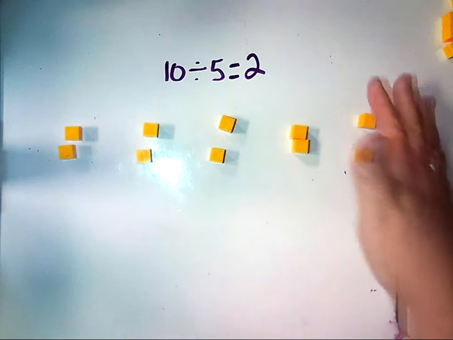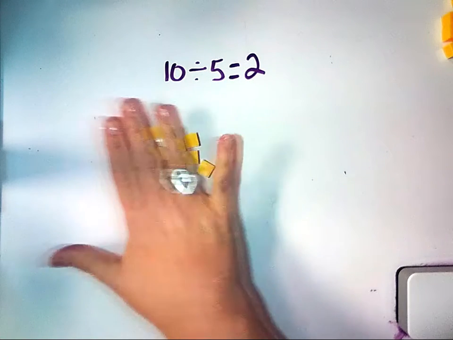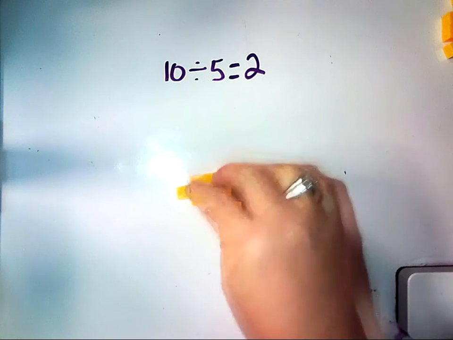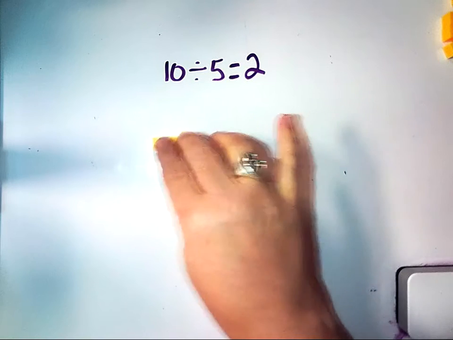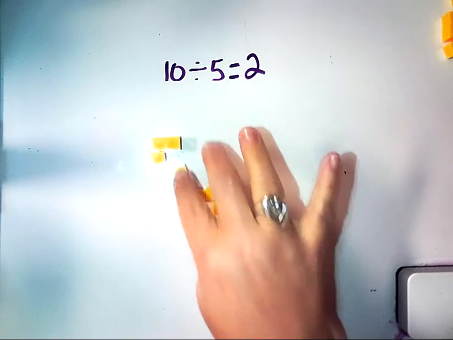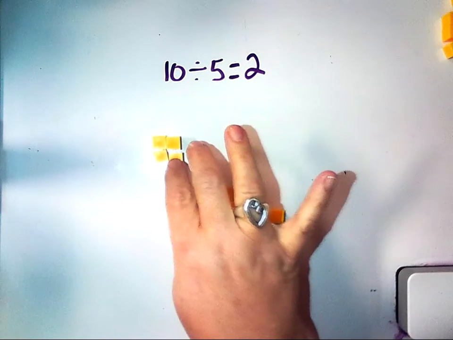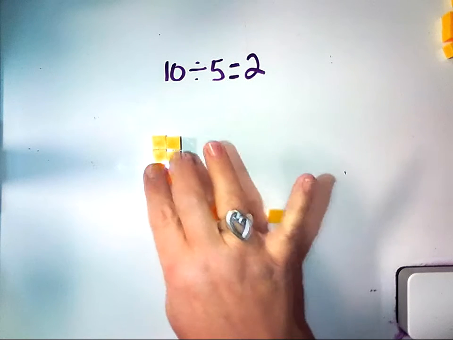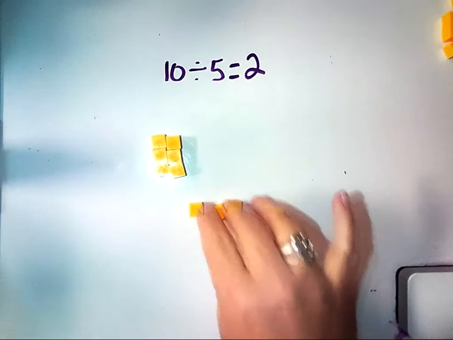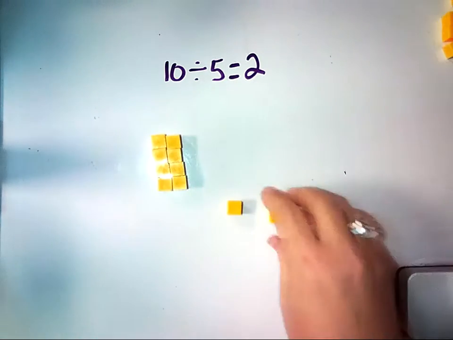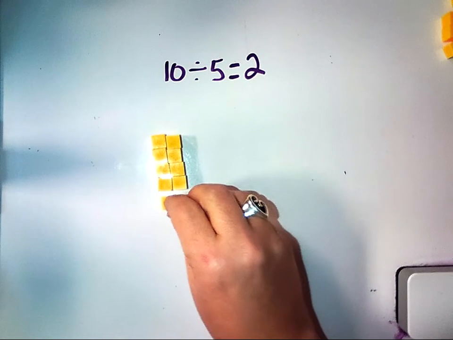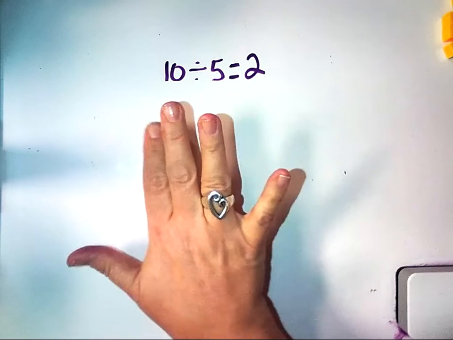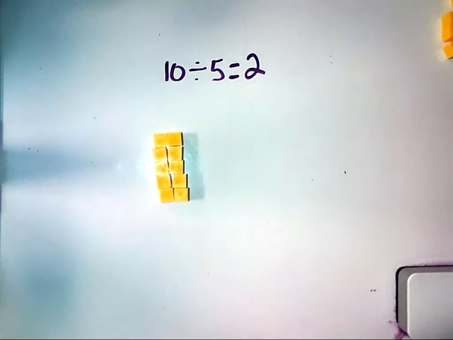Or I could do that using the array. So 10 divided by 5 is 10 split into 5 rows. They're always fun to try to get straight. There you go. So 10 divided by 5 is 2 in each row.